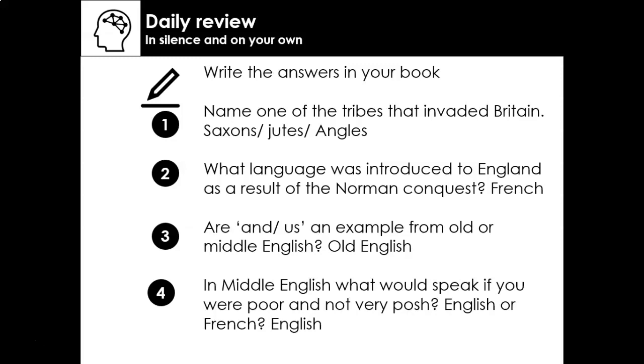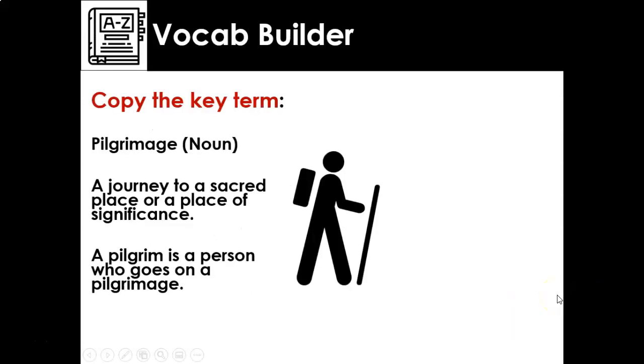Brilliant. Old English. And guys, in Middle English, what would you speak if you were poor and not very posh? English or French? English. So all the posh, rich people at the top of the hierarchy in England would have been speaking French because that's who was ruling. That's who everybody wanted to be like, the posh French at the top. So if you were a peasant, if you were poor, if you were an everyday common man like me, you would be speaking English. Okay? So brilliant recap there, guys. Give yourself a mark out of 4. And now on to something new.